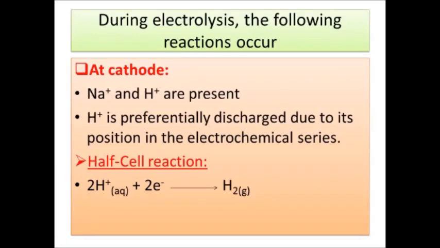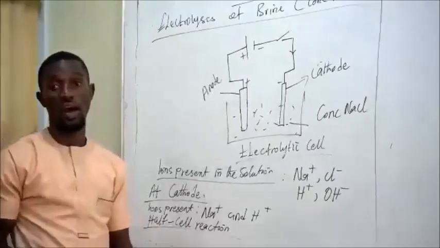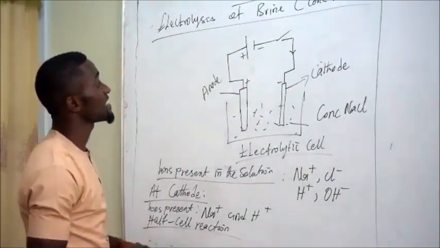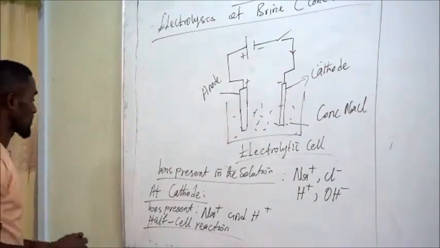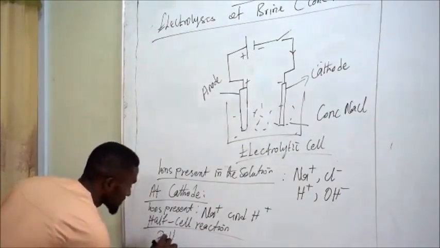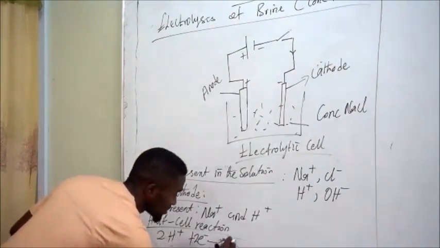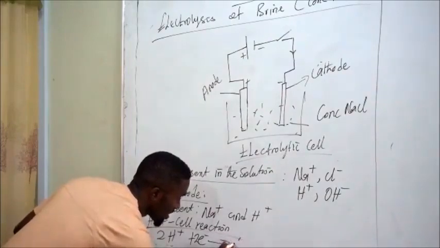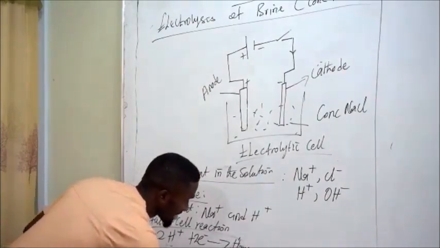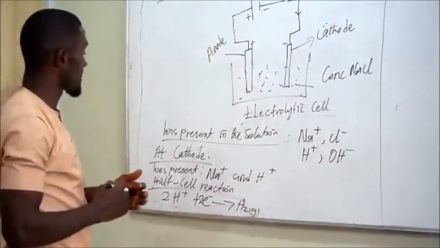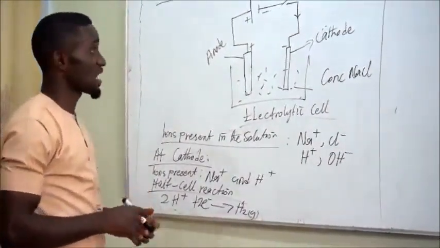What do you think will be the half cell reaction? We go back to the electrochemical series. We can easily observe that the hydrogen ion is lower in the electrochemical series. Therefore, it will be preferentially discharged at the cathode. Here we have the hydrogen ion that gains 2 electrons to become hydrogen gas. So, the hydrogen ion migrates to the cathode, gains an electron, and is deposited as hydrogen gas.